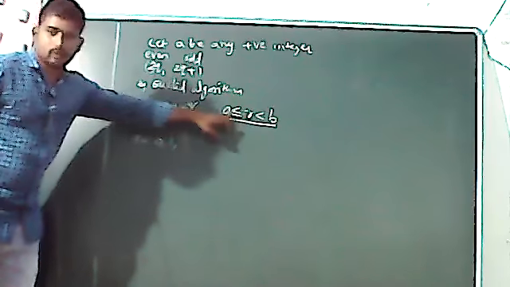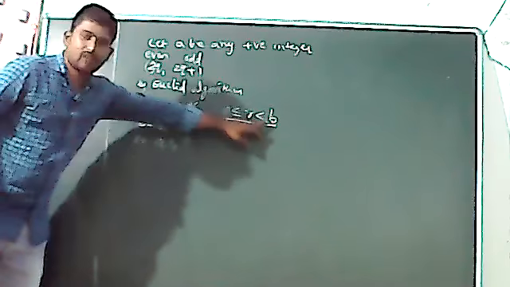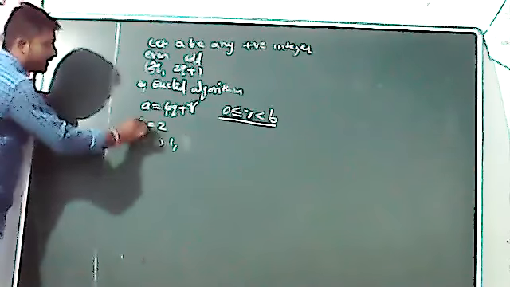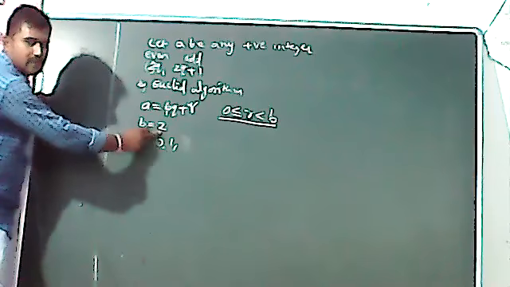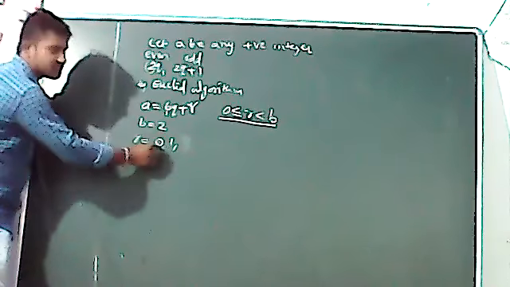That means the value is less than B. Here B is 2, and R is always equal to 0 or greater than 0, and less than the B value. So R is 0 or 1 only. We are not taking 2, because the R value is always less than B. Do you understand now?